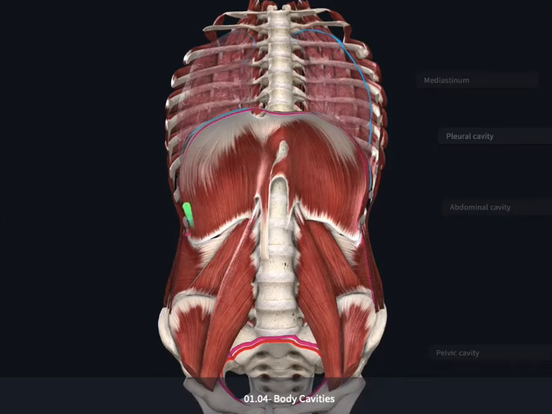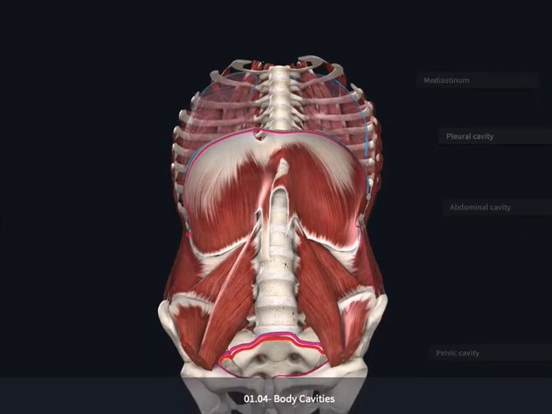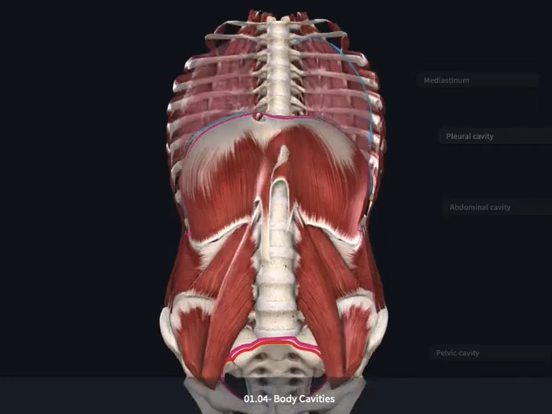The thoracic cavity is going to be located superior to the abdominal pelvic cavity, and the separation point between these is going to be the diaphragm. Now, in order for structures to pass through the diaphragm, there are specific openings where these structures will pass from the thoracic to the abdominal cavity.